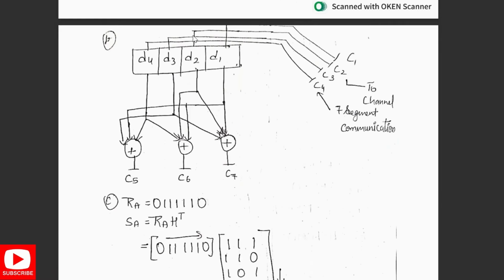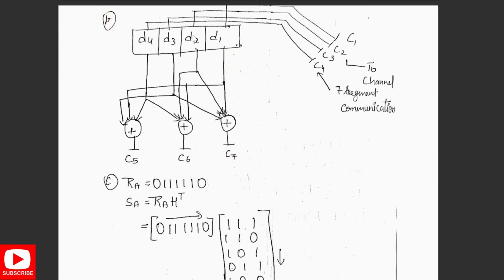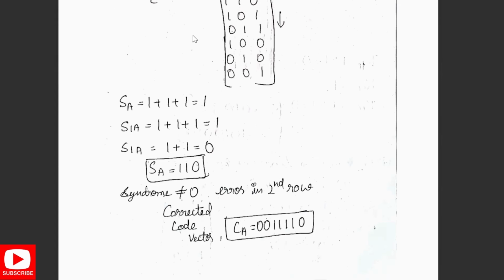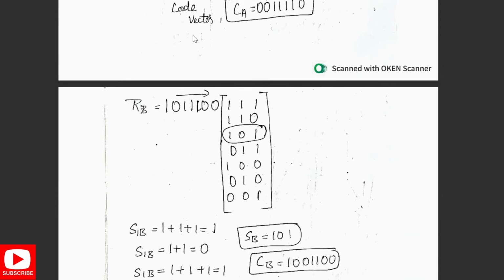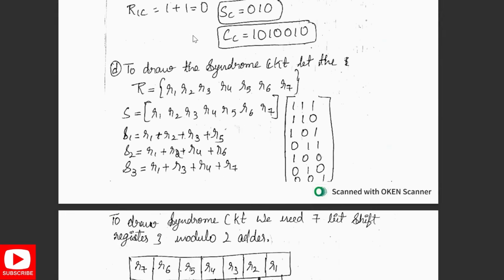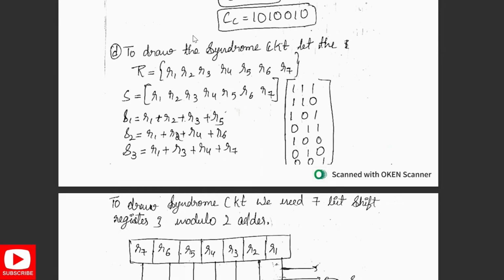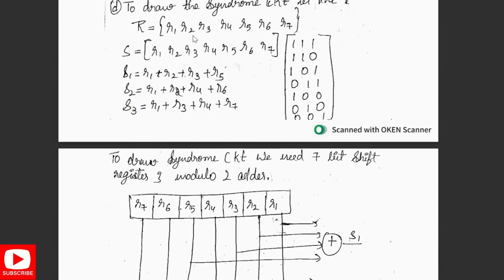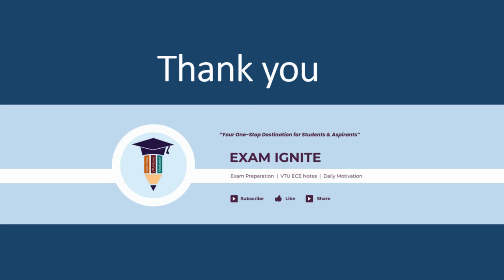And from that, as usual, as I said, combining the equations, you need to draw this circuit. From RA, find out the error and change to the corrected code vector. Then RB, find the error and change to the corrected code vector. This is how. And lastly, you have to draw the syndrome circuit. So for the syndrome circuit, you need to know R and S. So R, you need to calculate from the matrix.